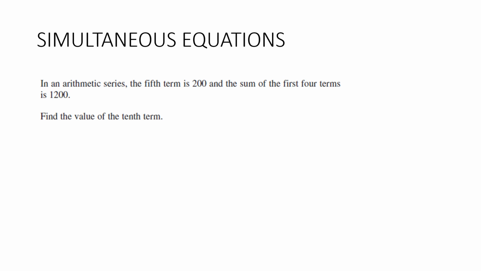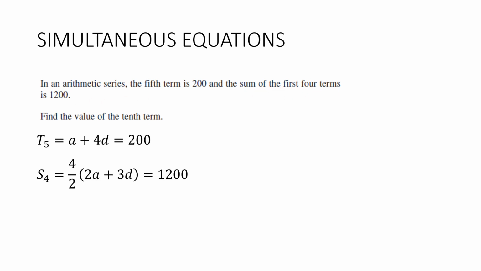So we've got 2 pieces of information here. The 5th term is 200. That's going to form our first equation. a plus n minus 1 d, so that'll be 4d, will equal 200. And then we also know that the sum of the first 4 terms is 1200, so we're going to use the sum formula for this.